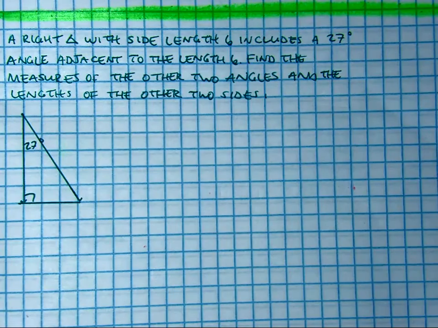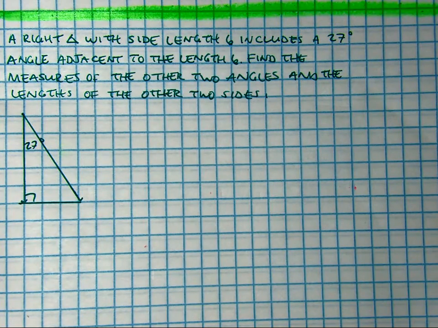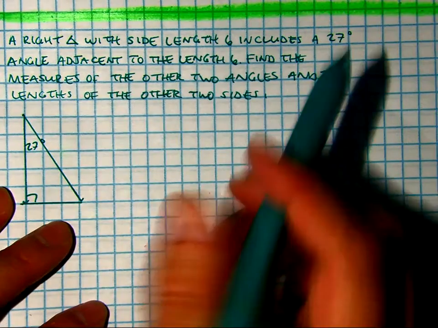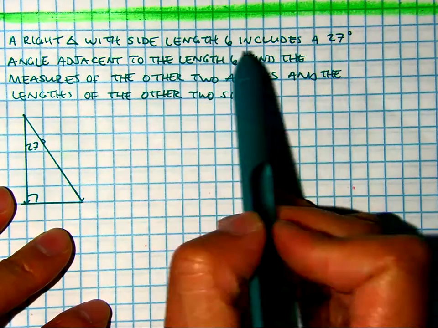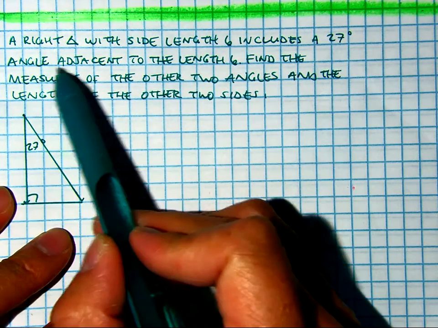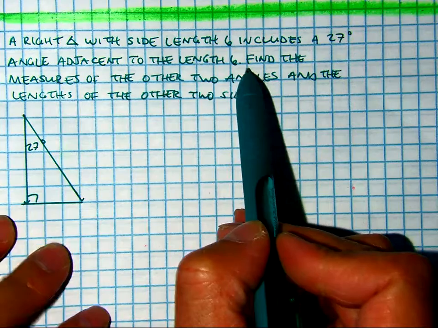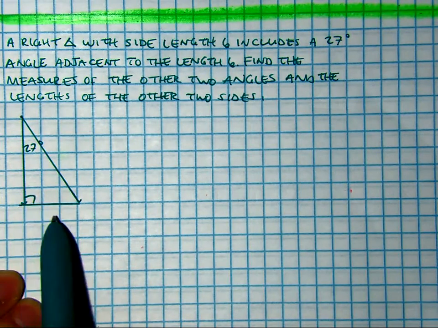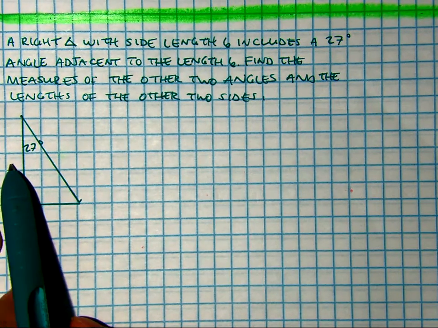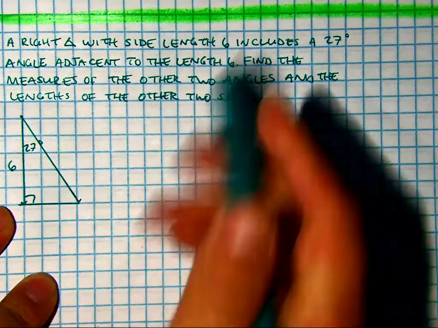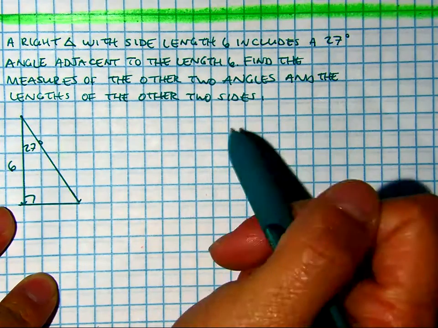Now, it tells us something. A 27-degree angle is adjacent to the length of 6. So again, I said we could put the 6 here or here. Well, adjacent means next to, so I'm going to put the 6 here. Find the measures of the other two angles and the lengths of the other two sides. Okay. So I'm going to go ahead and label my triangle.